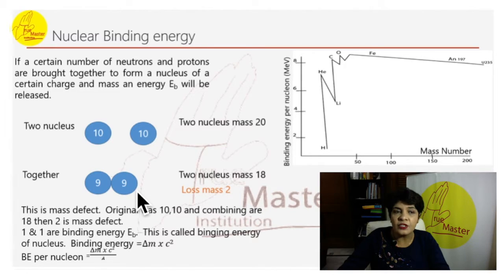So binding energy of a nucleus may be defined as the energy required to break up a nucleus into its constituent protons and neutrons and to separate them to such a large distance that they do not interact with each other. They become individual again. Okay. So you have understood the term binding energy, and the binding energy formula is mc square, or binding energy per nucleon is mc square by A. Okay.